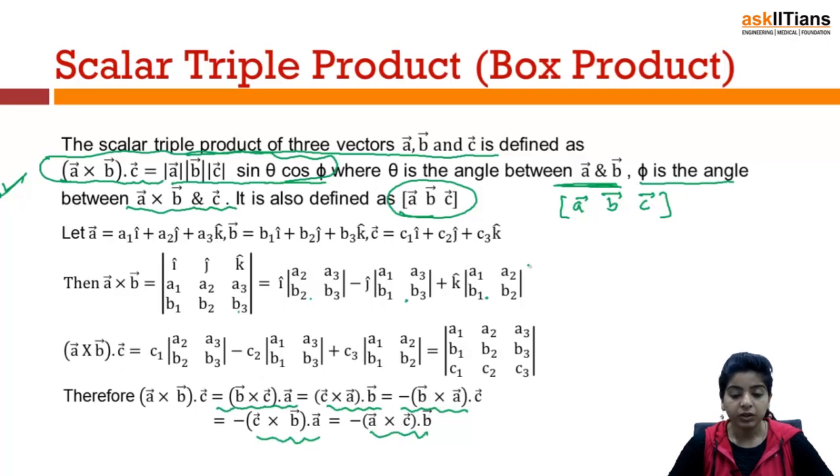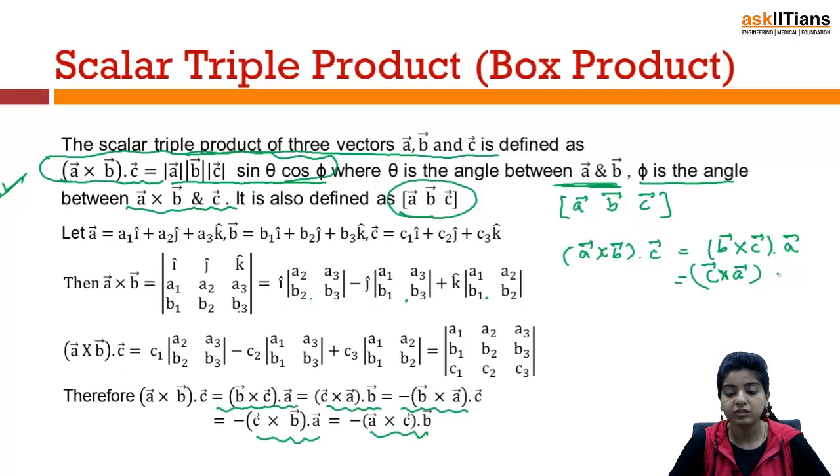What am I doing here? I have taken A cross B dot C. This can be written as B cross C dot A. In a way, you can say that the dot and the cross are interchangeable in case of scalar triple product. That is why we can write A cross B dot C as B cross C dot A. And similarly, we can write C cross A dot B, where I am interchanging in this case.